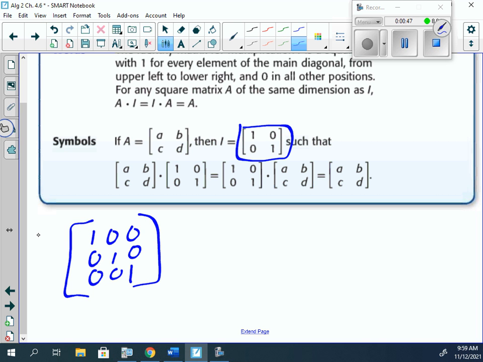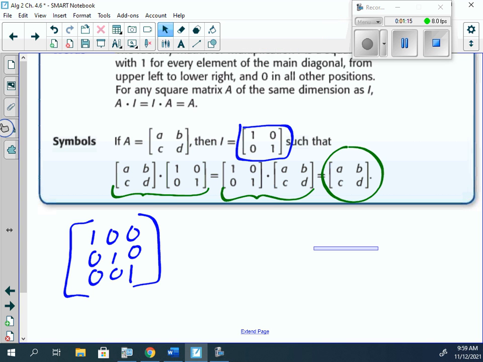Something else that's interesting with the identity matrix is if we multiply it with another matrix on the right or the left, we'll still get back the original matrix we had. Multiplying by the identity matrix is the same as just multiplying by 1. It's not going to change the matrix itself. We'll get the matrix back. Any questions on the identity matrix so far?